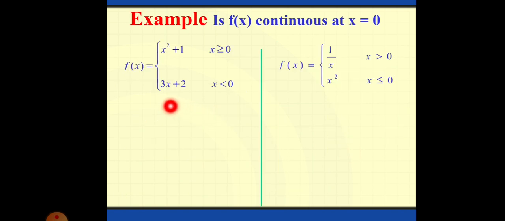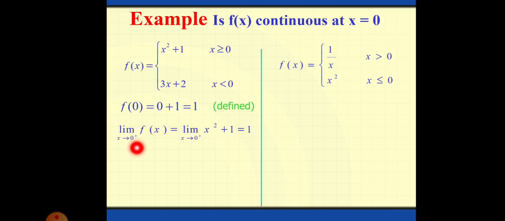Another example: f of x is a piecewise function here, and we discuss the continuity at x equals 0. You can see that f of 0 is defined. When x equals 0, you have to use f of x equals x squared plus 1. So f of 0 equals 0 squared plus 1 equals 1. It is defined. F of 0 is defined.